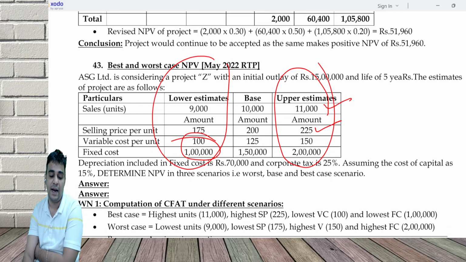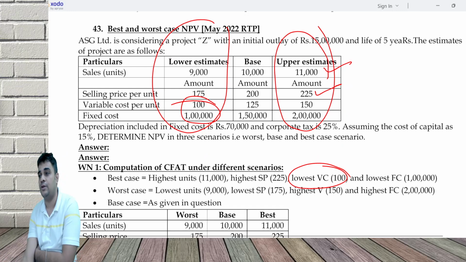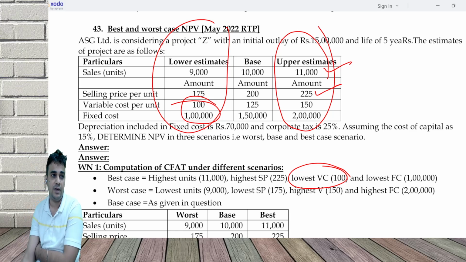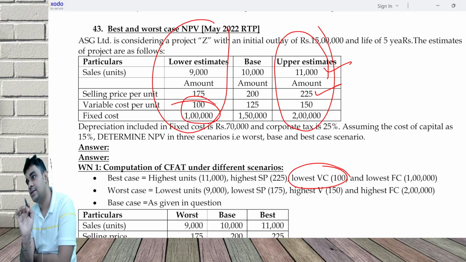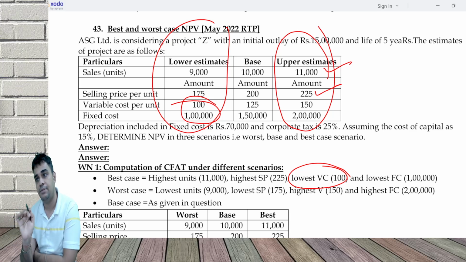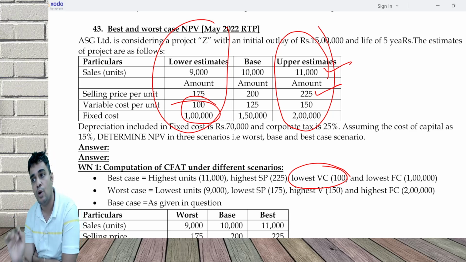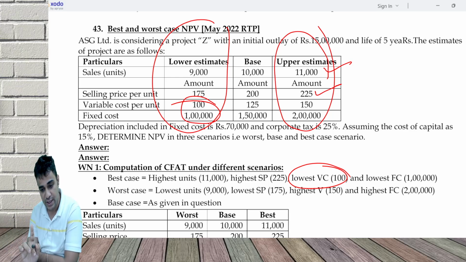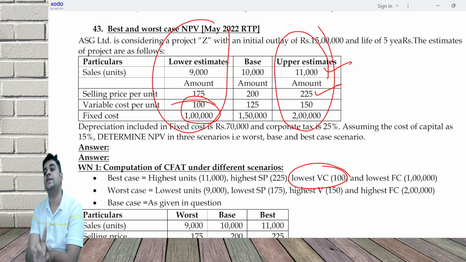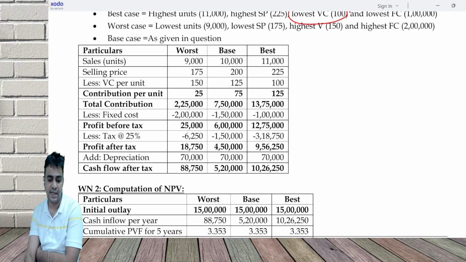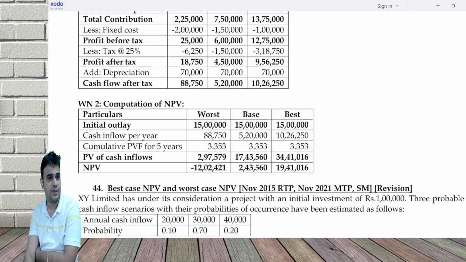I don't have anything else to explain in the question. So the variable cost will be 100 rupees. Lowest variable cost and lowest fixed cost. What many students did is they just took the upper estimate, they just took the lower estimate. The heading is upper and lower, the heading is not best and worst. Base I don't have a problem. The heading is lower estimate and upper estimate and not best case and worst case. So best case is highest units, highest selling price, lowest variable cost, lowest fixed cost, and as I think people said, 10, 26, 250. Beyond that, it's more of a formality.